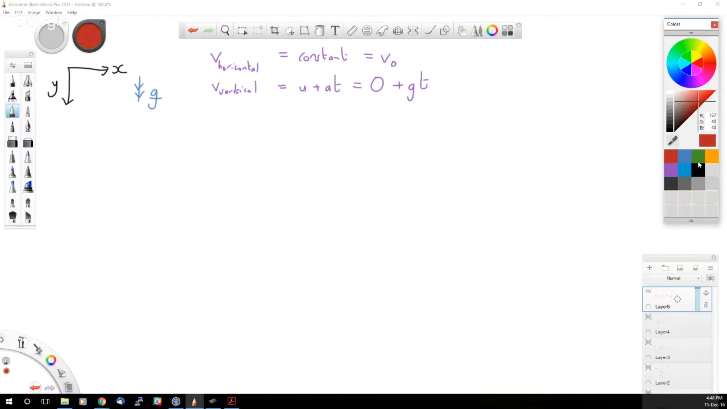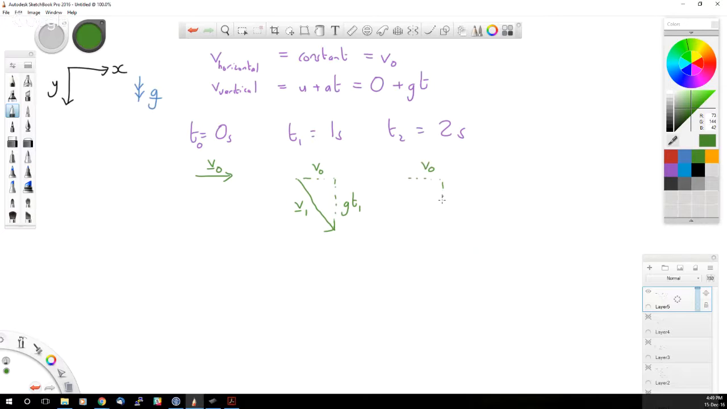And so we can draw these. So time equals 0 seconds, t0, t1 equals 1 second, t2 equals 2 seconds. And so we start off with just our horizontal velocity, v0. After 1 second, we still have that same horizontal component, but we also have a vertical component given by gt1, and so we get this vector as our velocity at that time. And then at 2 seconds, again, we've got the same horizontal component, but the vertical component is now twice the size.